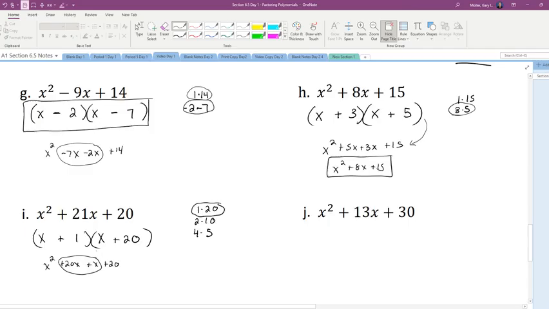All right, next up, part J. Assume it factors. X and x, signs are the same. I know it has to be plus and plus. 1 and 30, 2 and 15. 2 and 15, like you could subtract to be 13, but we're not subtracting here because our signs are going to be the same. So we're looking to add. And so that's not our answer. But 3 times 10 would be our next one, and 3 plus 10 is 13. Multiplies to be 30, adds to be 13. 3 and 10.